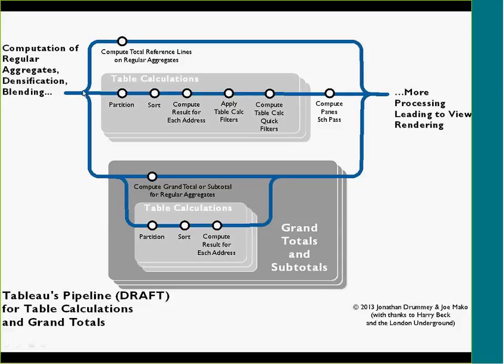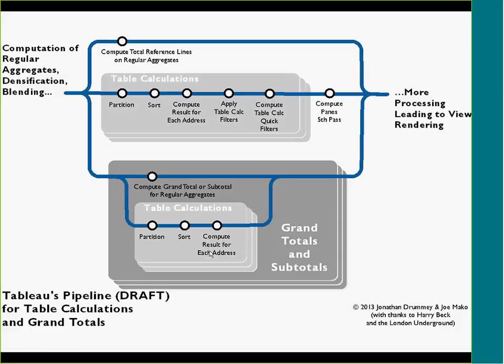Then coming through, Tableau actually splits your calculations into doing three different sets of things. One path is computing your regular table calculations and going through there. Another path is computing your total-based reference lines on regular aggregates, and then there's this other path, which is the one we're focused on today for grand totals and subtotals.